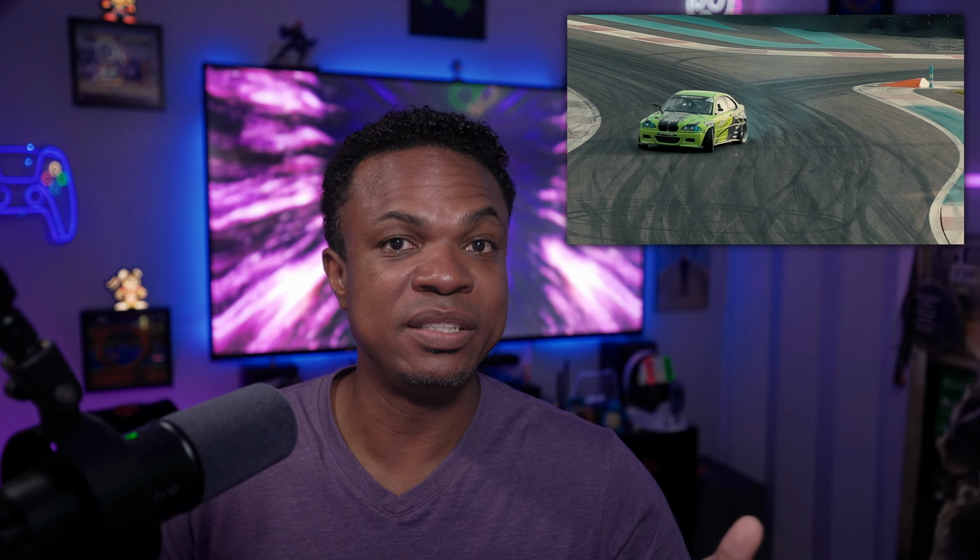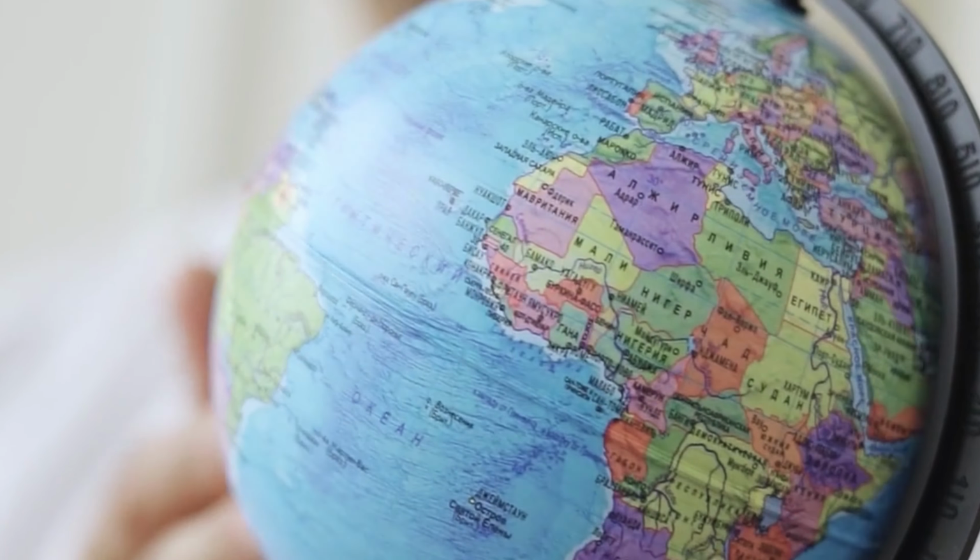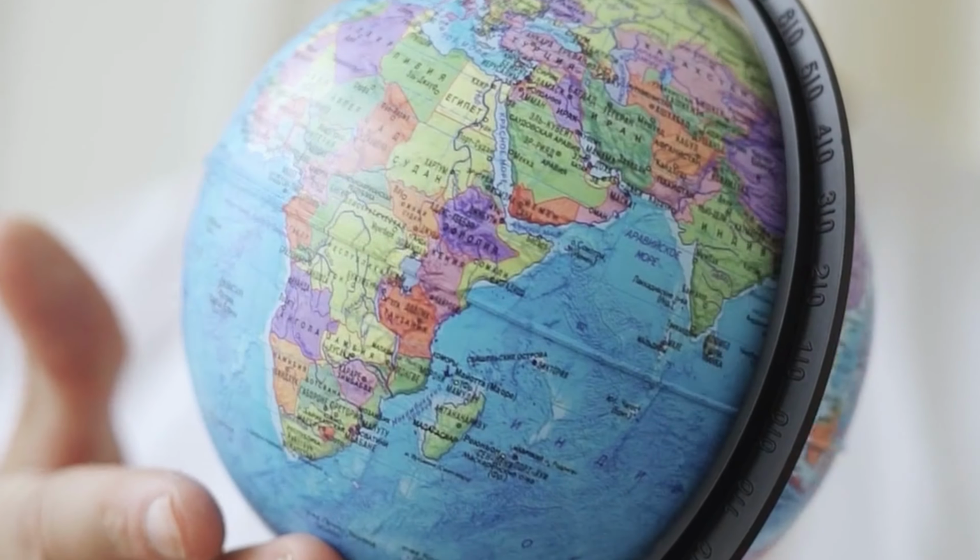So if you decided to adopt ISO 27001, you can use it in the United States, you could use it in Europe, you could use it wherever based on the needs of your customer as it's adopted globally.